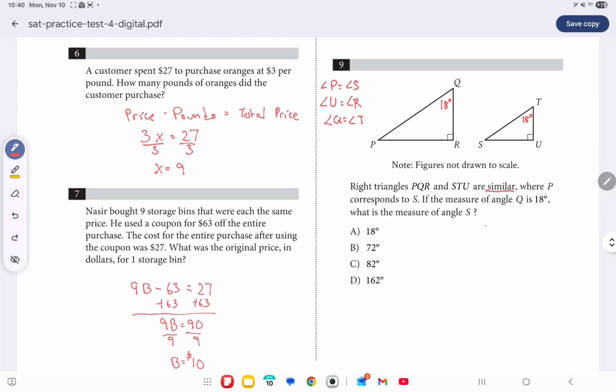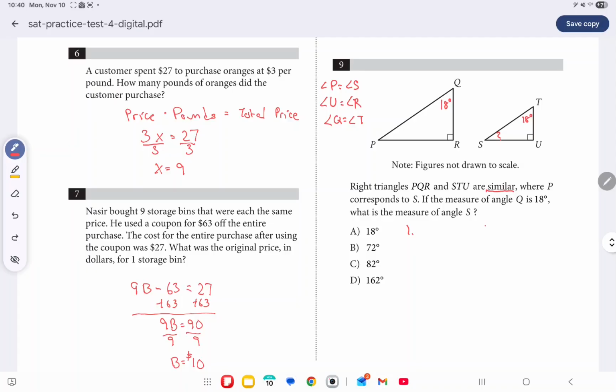The difference between similar and congruent triangles is that in congruent triangles, the sides are also congruent. In similar triangles, the sides are proportional. But we're not dealing with the sides right now, so we will deal with that on a different question. Okay, so now I know that angle T is 18 degrees. I know angle U is 90 degrees. I need to figure out what is angle S.